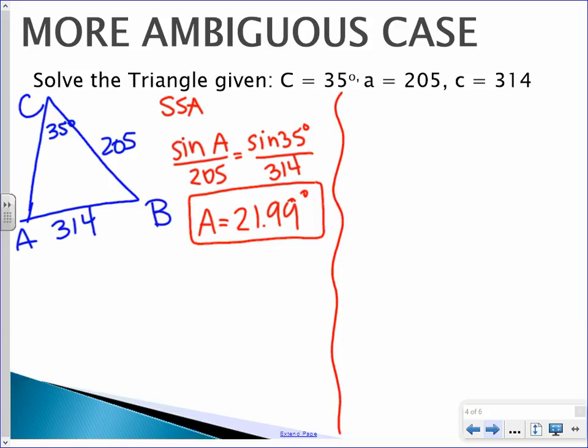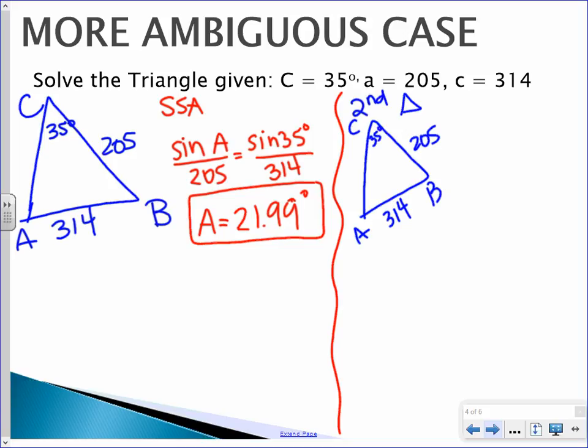Since this is the ambiguous case, we do need to consider a second triangle where all of the given information is still the same. For our second triangle, we take the angle that we solved for and we find its supplement. What is the supplement of 21.99 degrees?